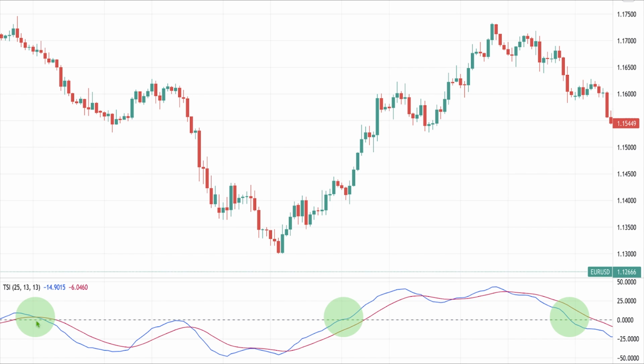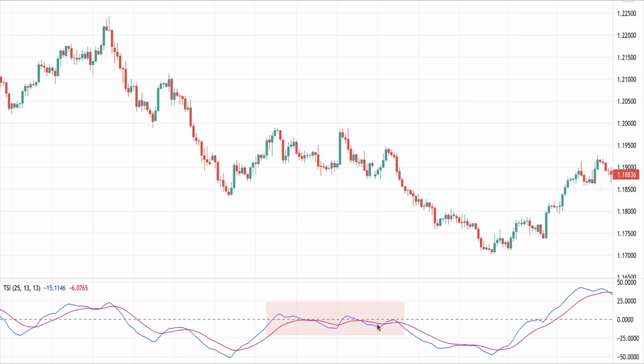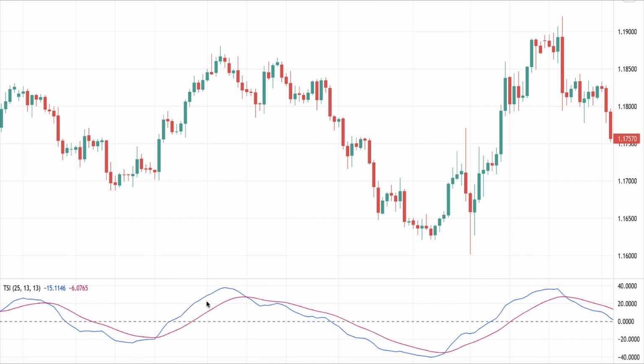So centerline crossovers can provide us signals on changes in the direction of the market. But please pay attention that not every centerline crossover is a valid signal, it can be a false signal, and you must filter the false signals by using this indicator in conjunction with other tools and concepts of technical analysis. The more common signal that traders get from this indicator is the signal line crossover.